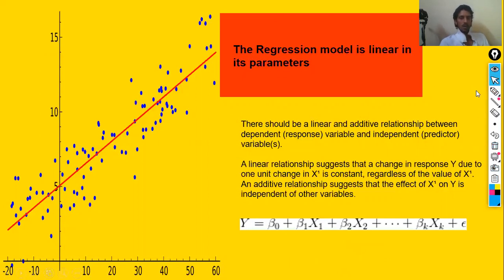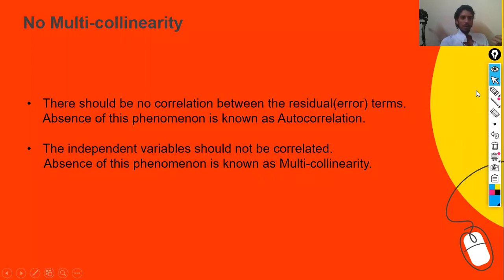understand it. Now, going forward into it, what do we mean by no multicollinearity? Right now, multicollinearity is a very important feature that you should eliminate. Okay, so you can see there should be no correlation between the residual. Residual means error. Okay, I think it's already written in the bracket here. So residual terms. Absence of this phenomenon is called autocorrelation.